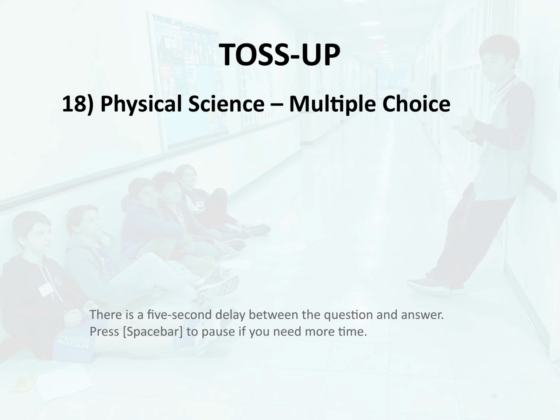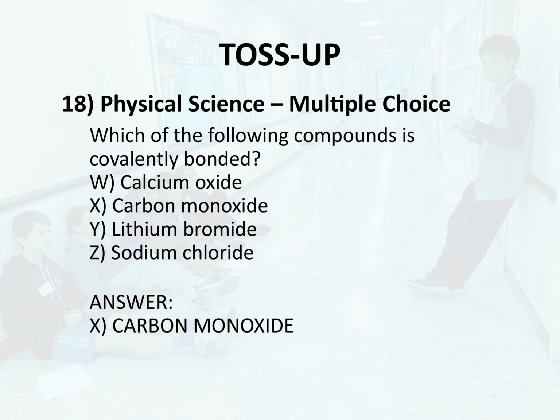Toss-up 18. Physical science, multiple choice. Which of the following compounds is covalently bonded? W. Calcium oxide. X. Carbon monoxide. Y. Lithium bromide. Z. Sodium chloride. Answer: X. Carbon monoxide.